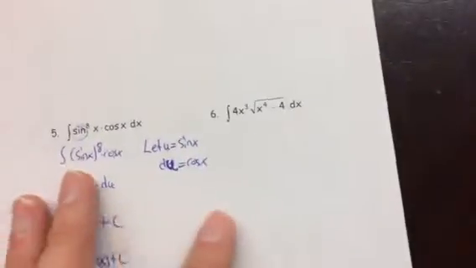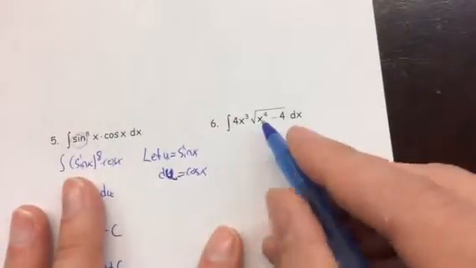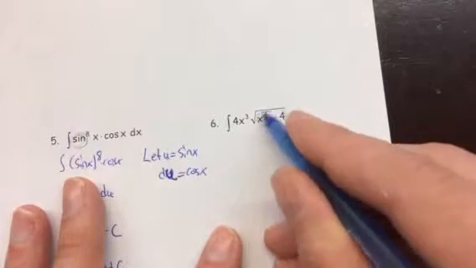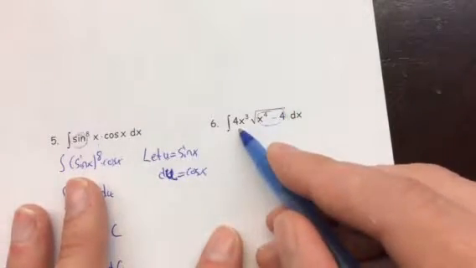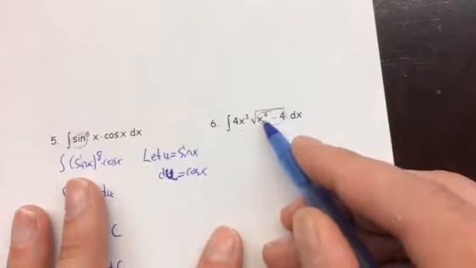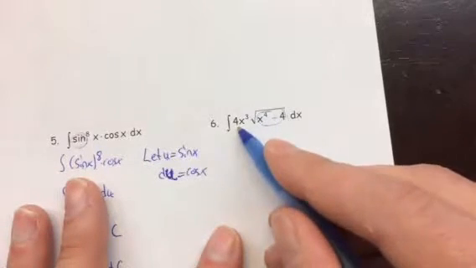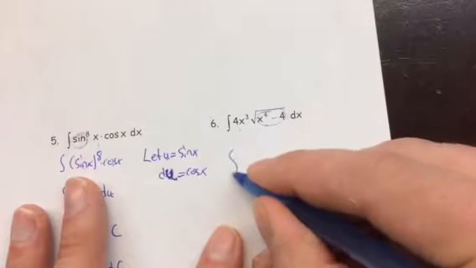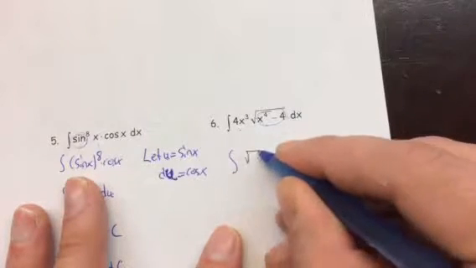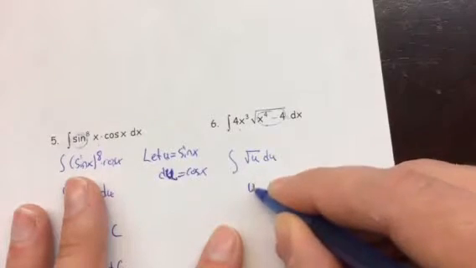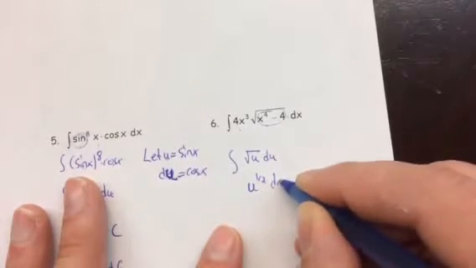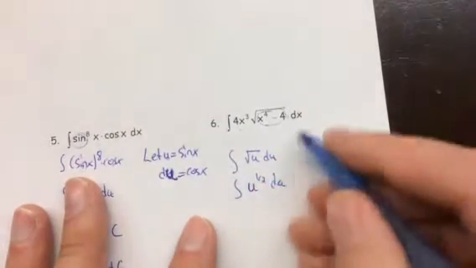Let's look at this next one. This next one also has a clear inside function, and the question is, is the derivative of this inside function right here? And it is. The derivative of x to the 4th minus 4 is 4x cubed. So this is the integral of square root of u du. That's the same as u to the 1/2. And so you're using power rule, and you're going to substitute back in there.